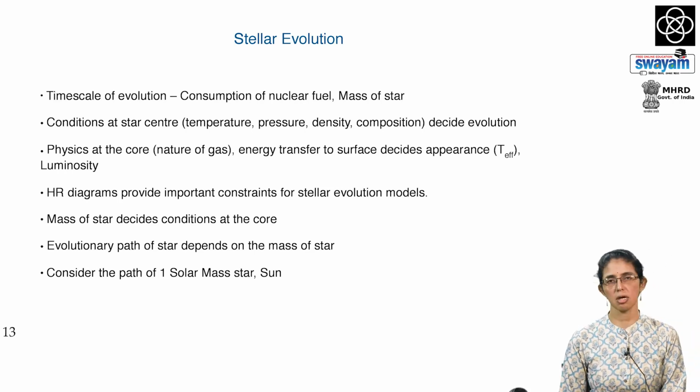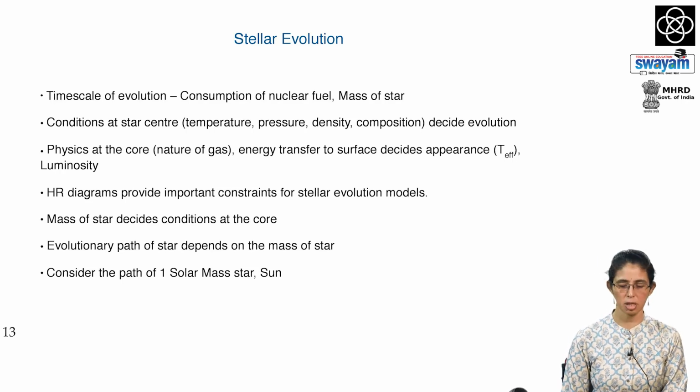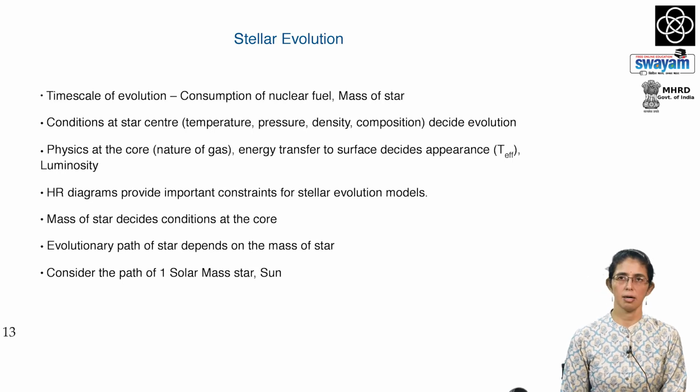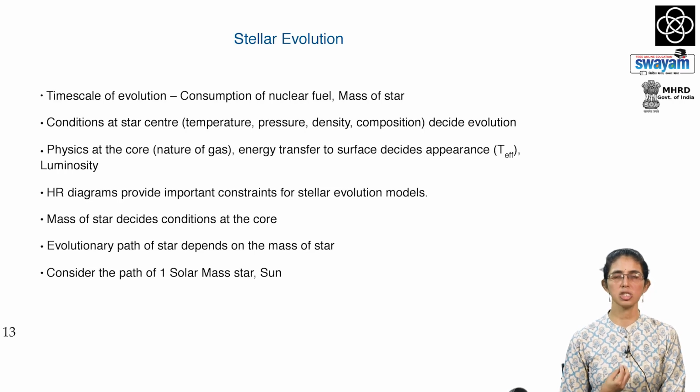The conditions at the very core where the nuclear reactions occur, that is the temperature, pressure, density, and composition, all decide the evolution, because the most evolved part of the star can be considered to be the very center, because this is where the composition is changing.